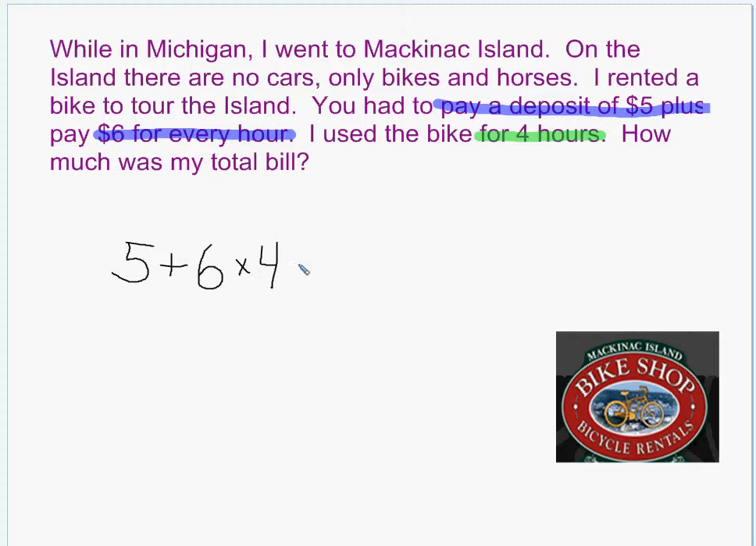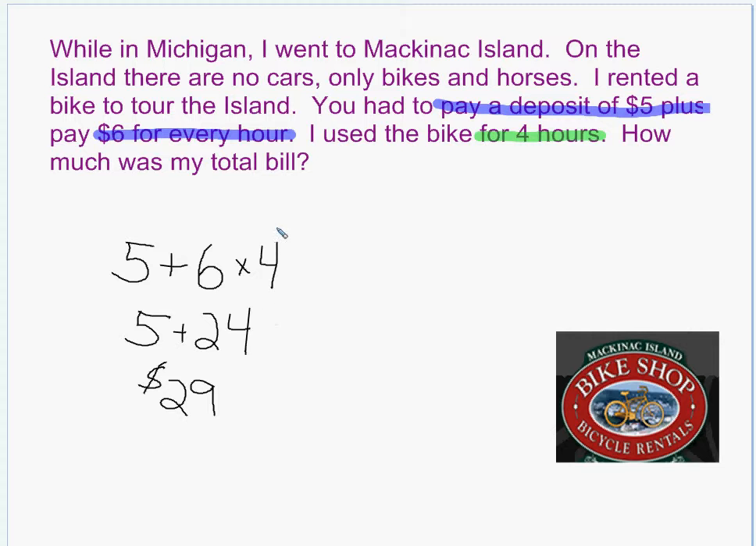How are we going to solve this? Well, please excuse, there's no parentheses, there's no exponents. My dear, now we have to look for multiplication and division. Here we have addition, so we're going to skip that. Here we have multiplication, so 6 times 4 comes first. So we're going to have 5 plus, and what is 6 times 4? Yes, 24. So 5 plus 24 is 29. It costs $29 to rent the bike for 4 hours.